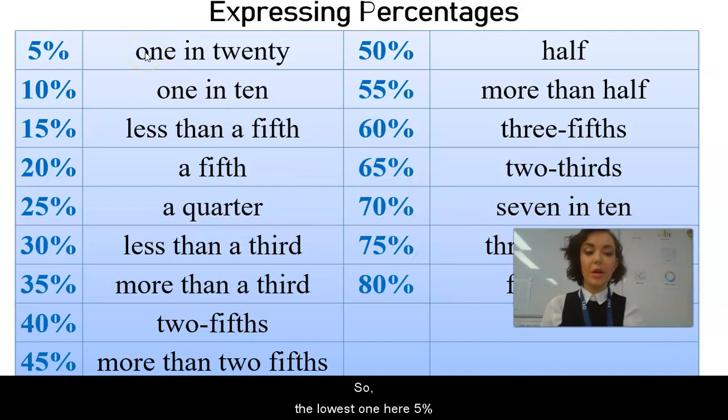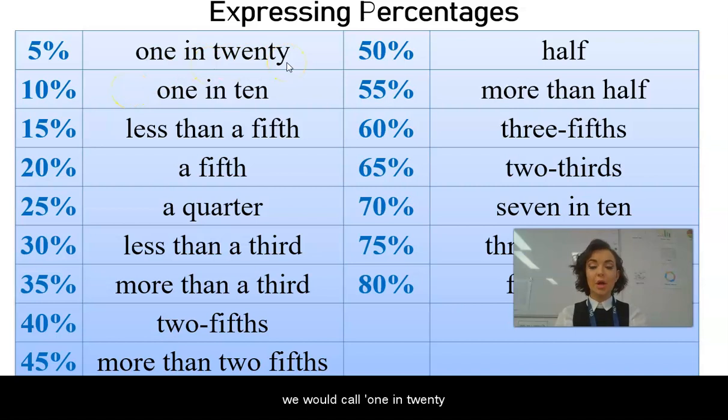So the lowest one here, 5%, we would call 1 in 20. 10% is 1 in 10. 20% is a fifth. It's 1 over 5. A fifth. 20%, a fifth. 25%, a quarter. 30% is less than a third, because a third is 33%. 35% is more than a third.